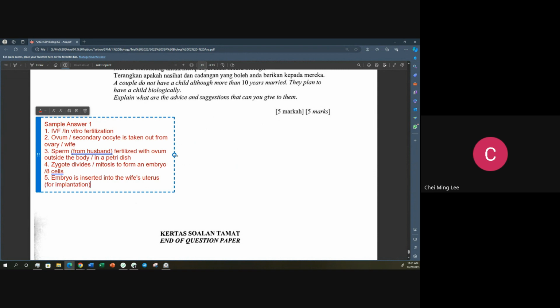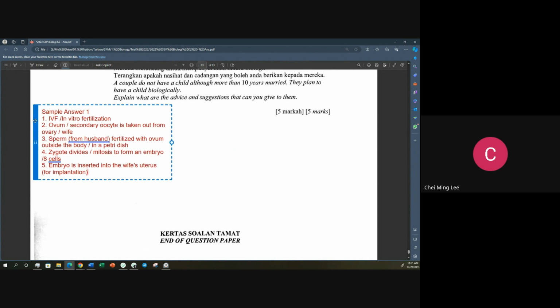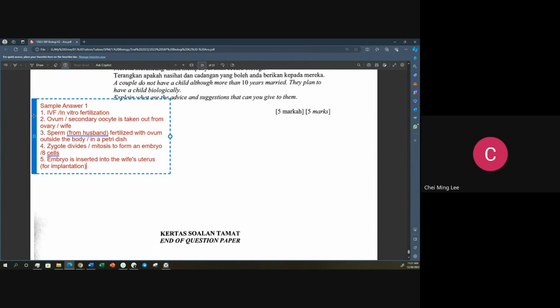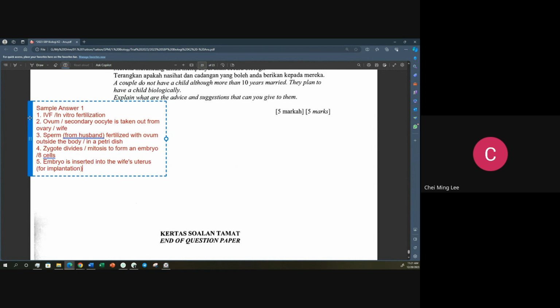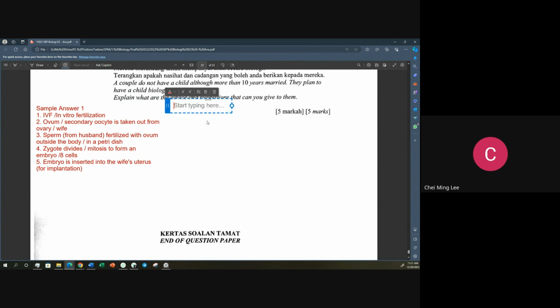So this is sample answer number 1. Now let's see the second type of answer, sample answer 2. Still, you can also add another one, we call the surrogate, the surrogate mother.